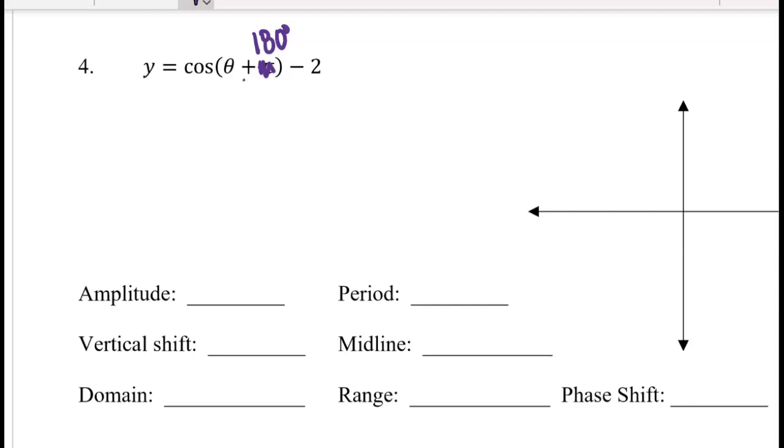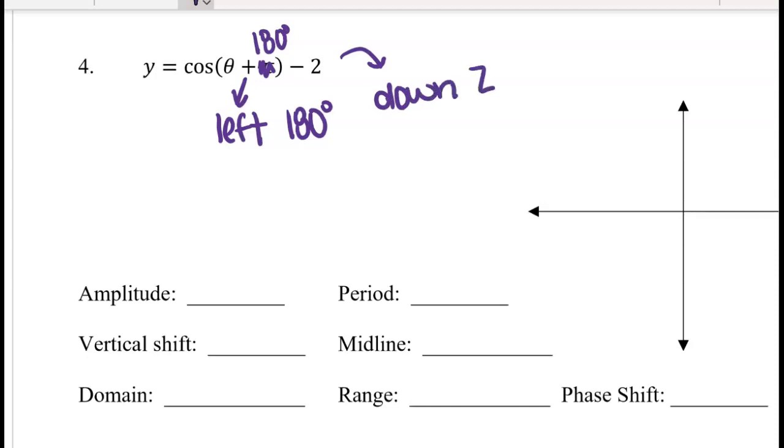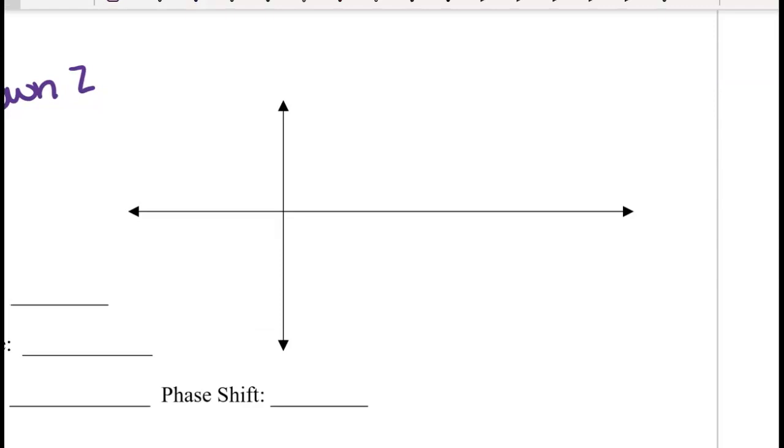So, transformations. This is moving us to the left 180 degrees, and this is moving us down 2. So, first step, we're going to go down 2. And this is my midline.